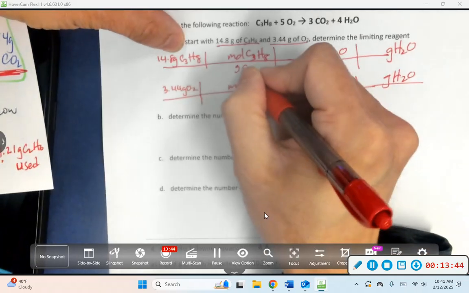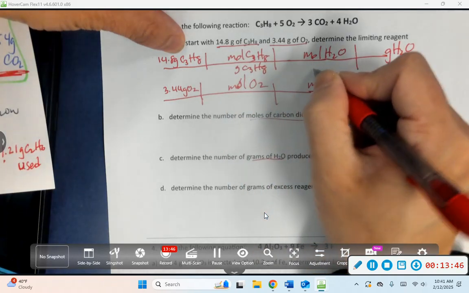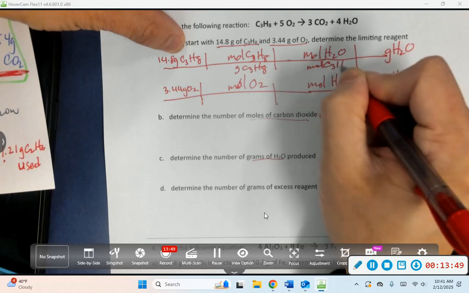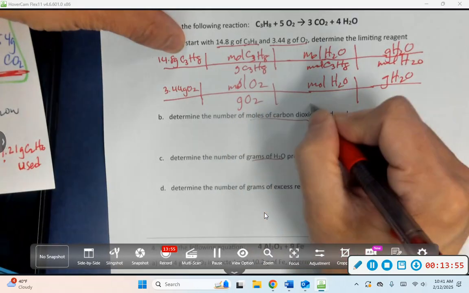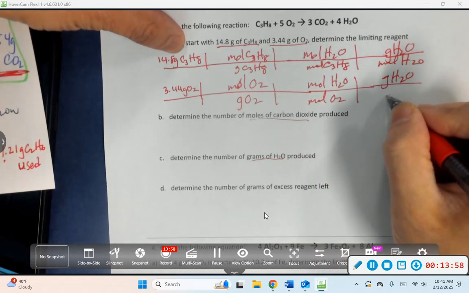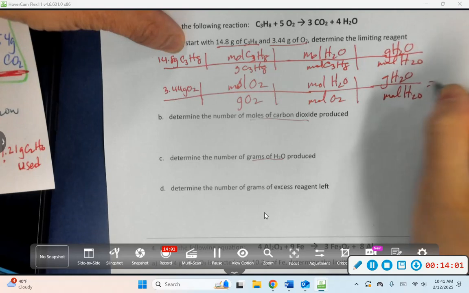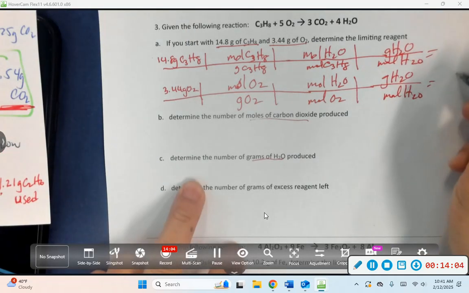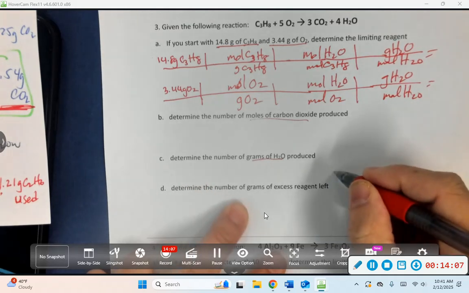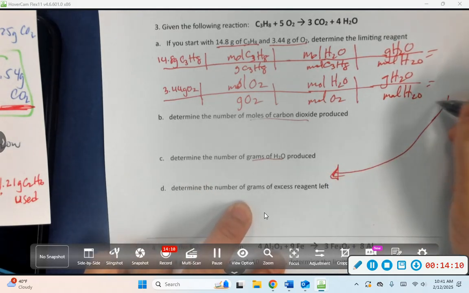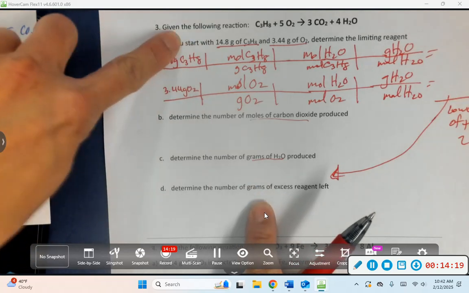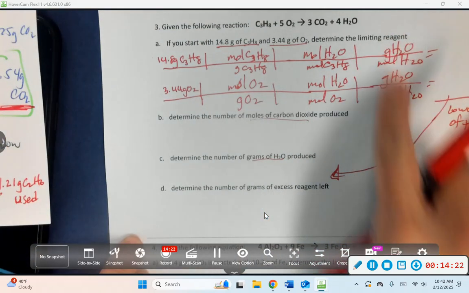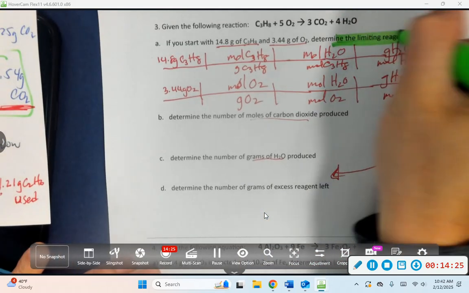Copy the units down. Grams of C3H8. Write small here because you'll run out of space if you write big. C3H8. Mole of H2O. Remember, copy the unit down. Grams of O2. Mole of O2. And then mole of H2O. Remember, you'll get 2 answers. And the lowest answer is going to answer that question, part C here. So the lower of the 2 will answer that question. And the starting material that gives you the lower one will be your limiting reagent.